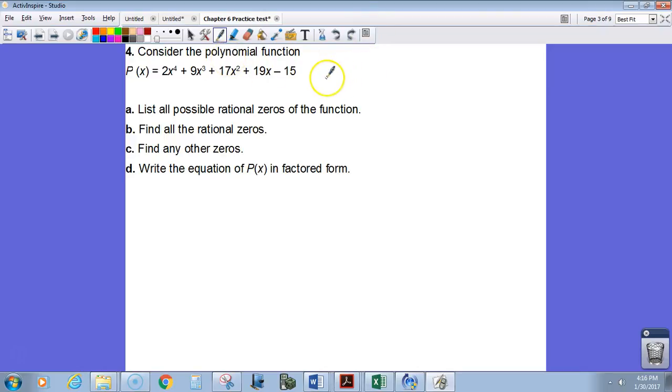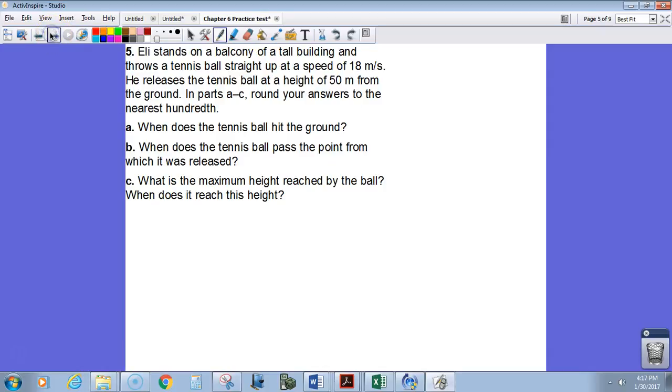Consider the polynomial function. List all possible rational zeros of this function. We didn't do this in class, so I really want to go over it with you before we take the test. If you guys could remind me tomorrow, I will do this with you. This makes our homework faster also.